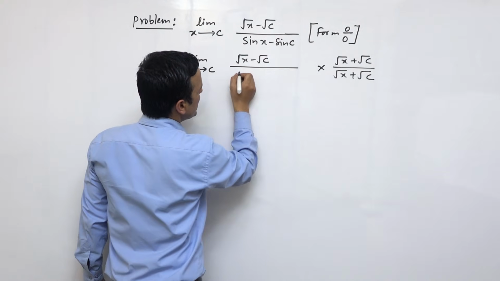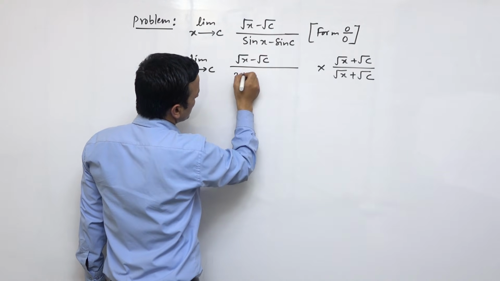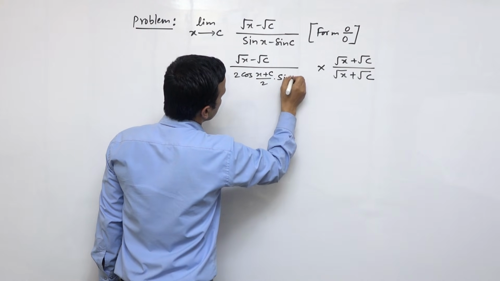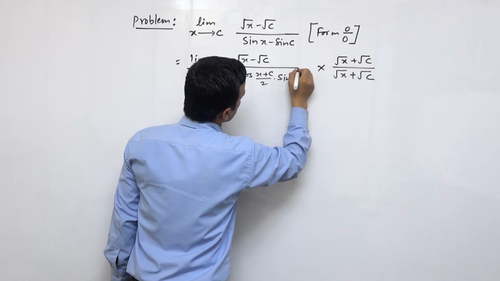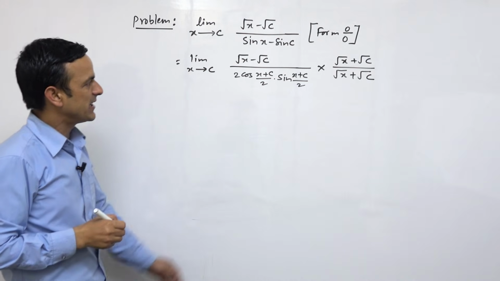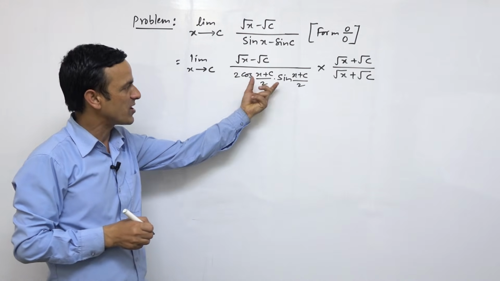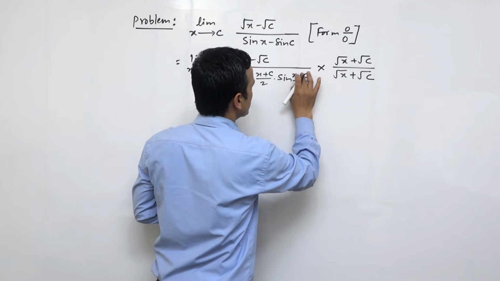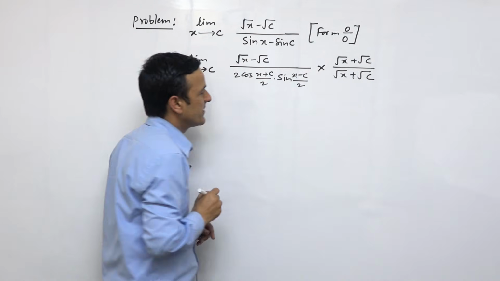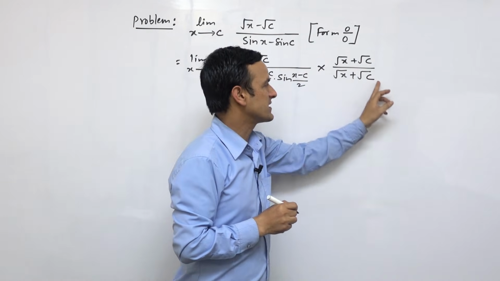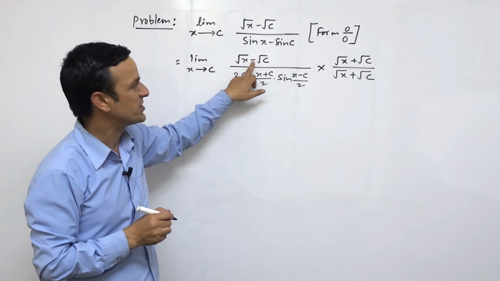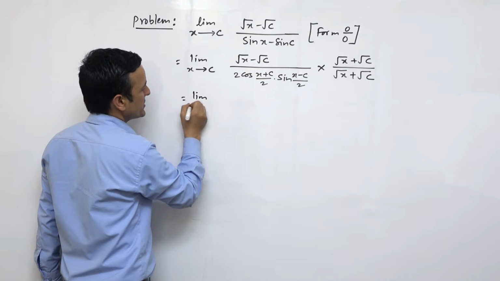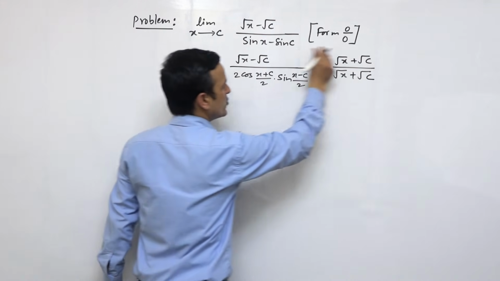Now sin c minus sin d means 2 cos c plus d by 2 and sin c minus d by 2. यसरी हामीले यो टर्मलाई पनि ट्रान्सफर्मेसन को फर्मुला युज गर्यौं. And here, taking the conjugate of this numerator, we get this term. Now we can multiply numerator and numerator.